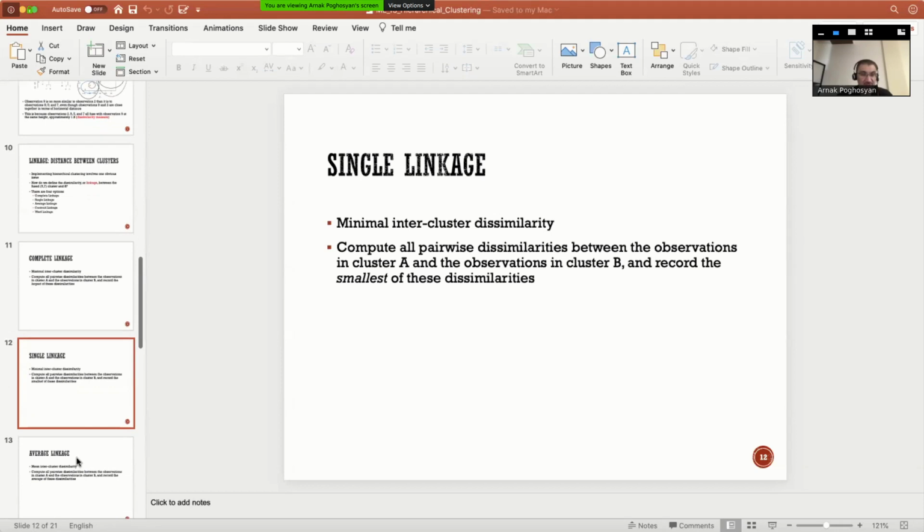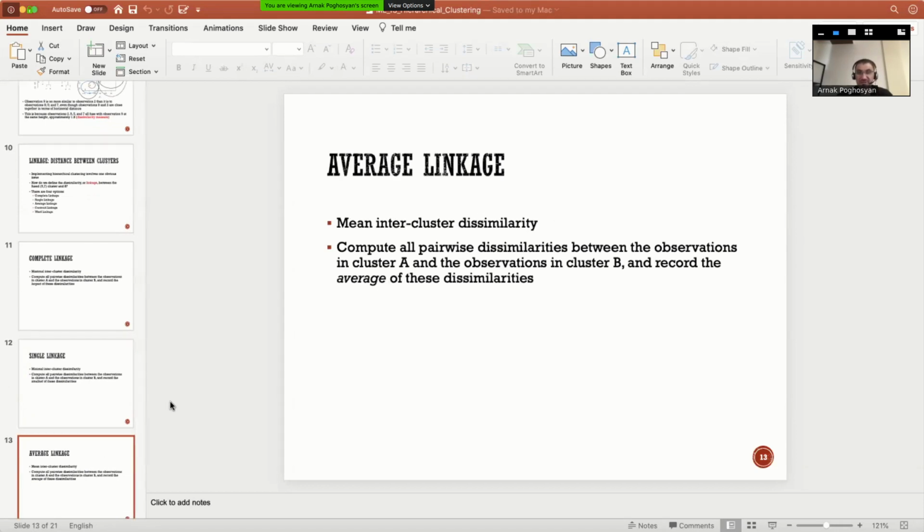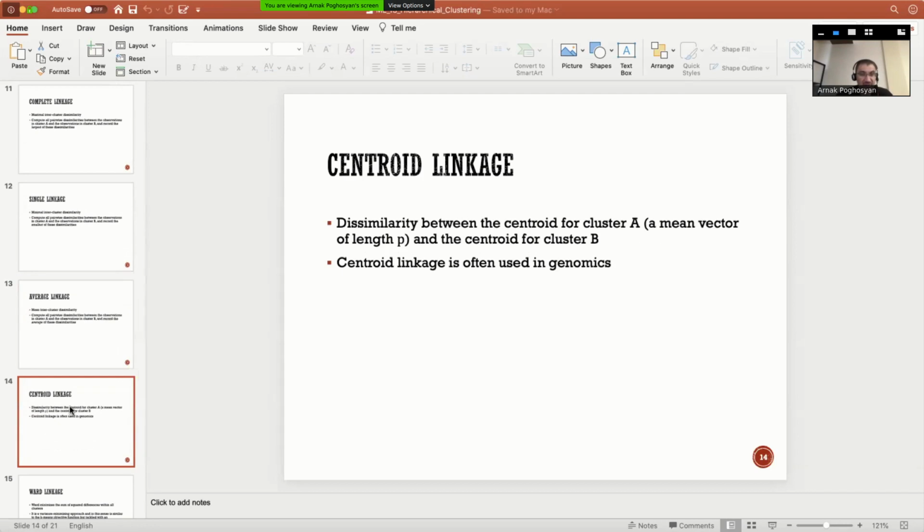So in this case, we have average linkage, mean intercluster dissimilarity. So we are computing all possible pairwise dissimilarities between the observations from clusters A and B and record the average. This is better when you have some outliers, because when you are averaging, then you are averaging also across all different outliers. So we can take the maximal distance within these pairwise distances, the smallest, then we can take the average. Then here we have centroid linkage.